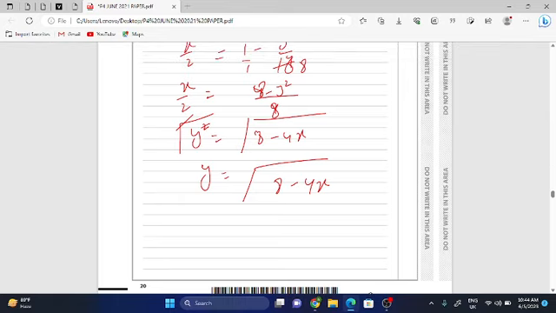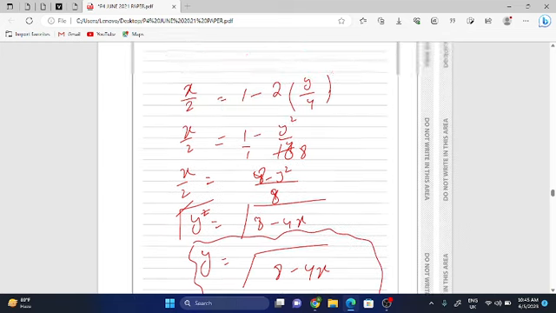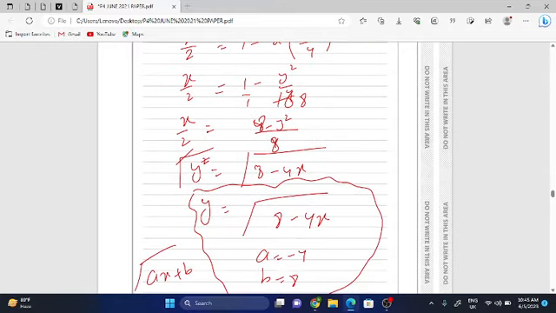So on this comparison, you can say your a is minus 4 and your b is 8. Why? Because you have the general form ax plus b. So on that comparison, your b is coming as 8 and your a is coming as minus 4. So that will be your final answer. First of all, you showed this expression in the relevant form, and after that you figured out the possible values for a and b.